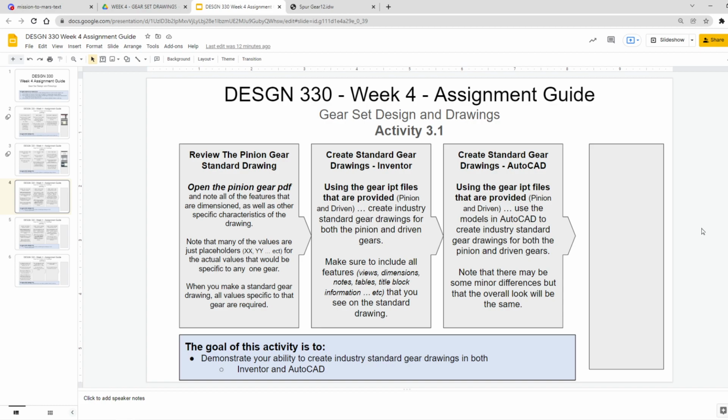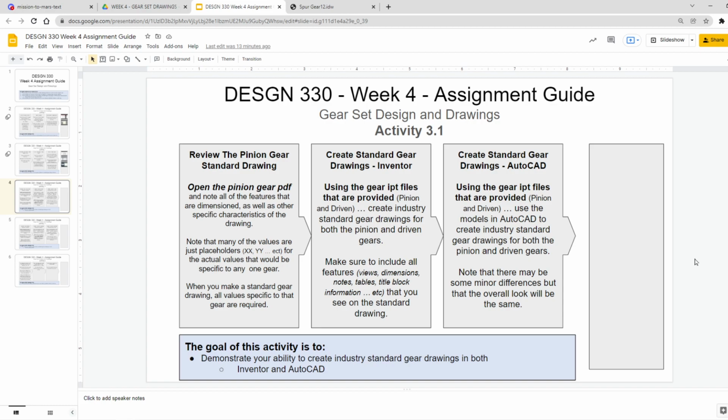That doesn't mean copy that one. It means really review that and make sure that you're following that format. So this is a very, very critical part of this next step so that you know what that looks like. Now, you should note that a lot of those values that you're going to see on this one are variables. They're just placeholders. XX, YY, diameter. That means that you're going to put a value in there based on your specific design.